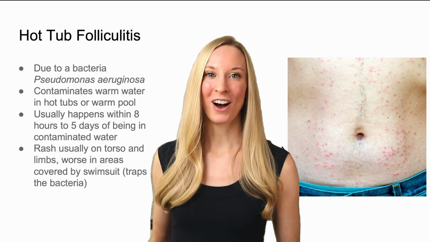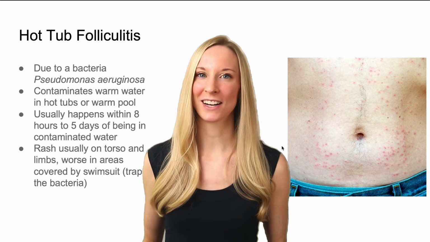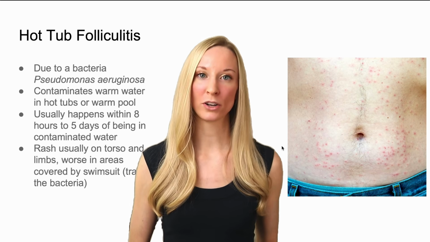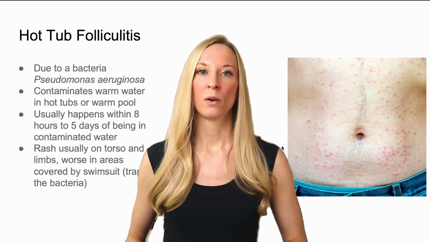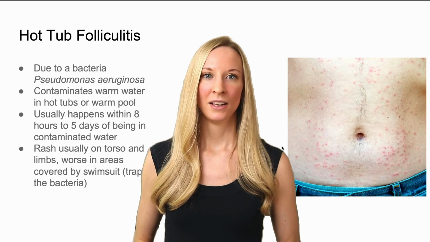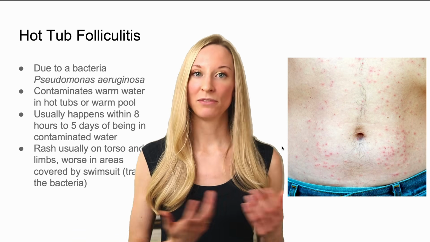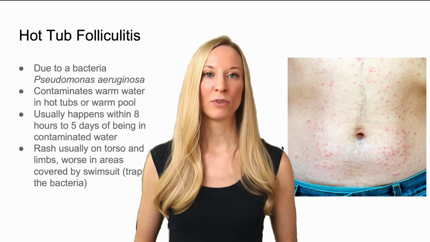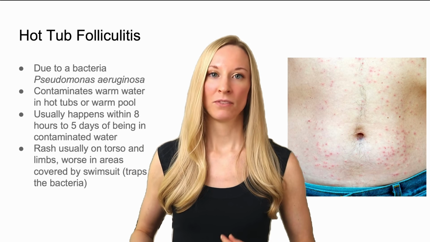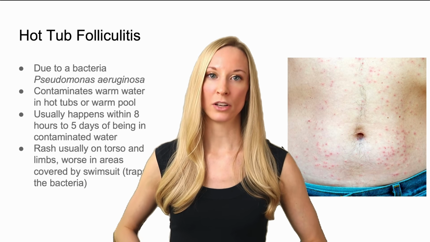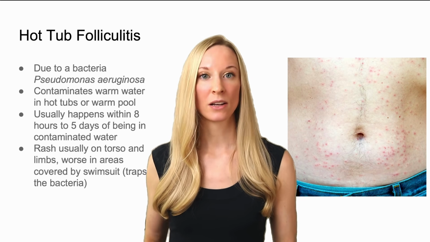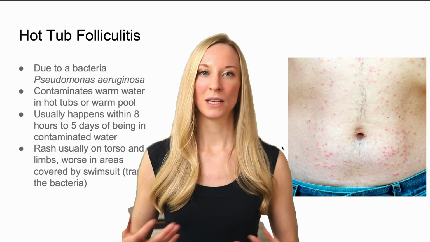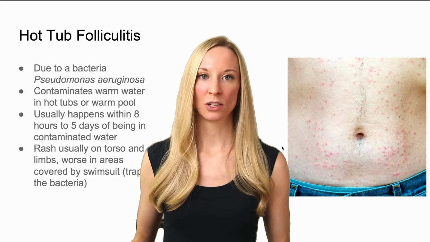Let's talk a little bit about hot tub folliculitis or whirlpool folliculitis. This one's kind of interesting because it's caused by a bacteria that likes to contaminate water sources, and usually warm water where it's easier for bacteria to breed and grow. It usually happens within 8 hours, up to 5 days after bathing or swimming in a contaminated hot tub or whirlpool. And the rash usually starts as these little follicular-based bumps all over the torso, the arms and legs, areas that were submerged in the water, and tends to be worse in areas that were covered by the bathing suit because that's where the bacteria get more trapped and cause more inflammation.